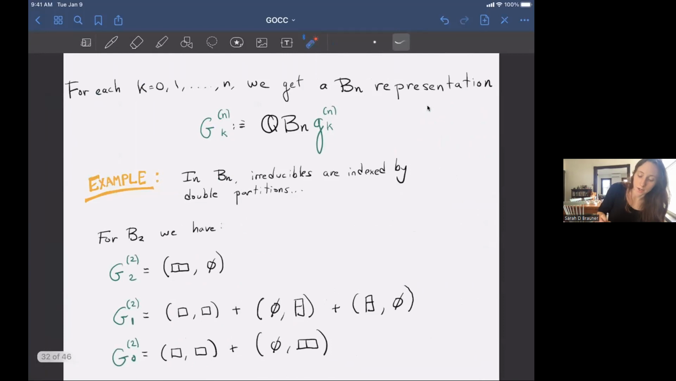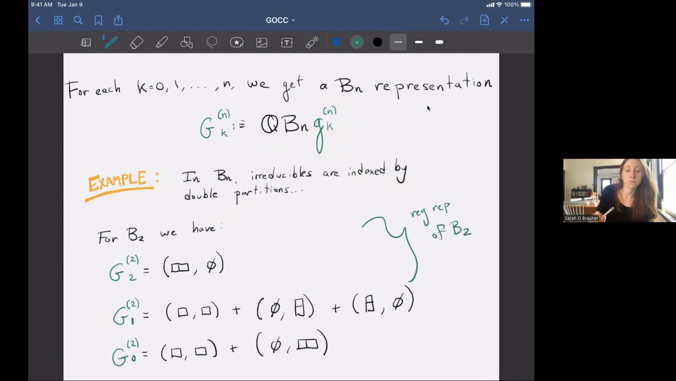So again, I'm going to think about the representations generated by each idempotent by taking my idempotent and thinking about the ideal that it generates in the group algebra, okay? And so it's maybe a little bit less intuitive to see what these representations look like, but for example, in B2, so in general, Bn irreducibles are indexed by double partitions. And in B2, here are my three representations. And I think this is difficult to see, but it turns out that this is also the regular representation of B2. Okay.